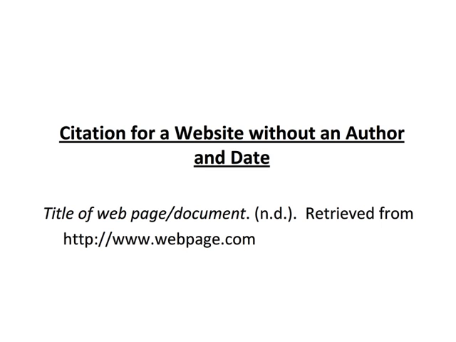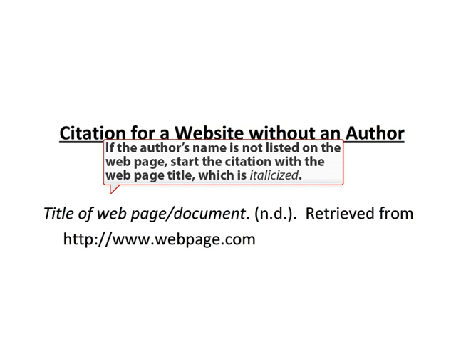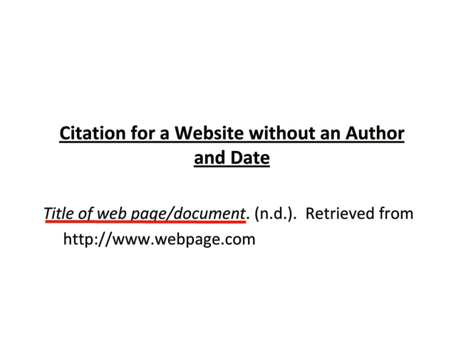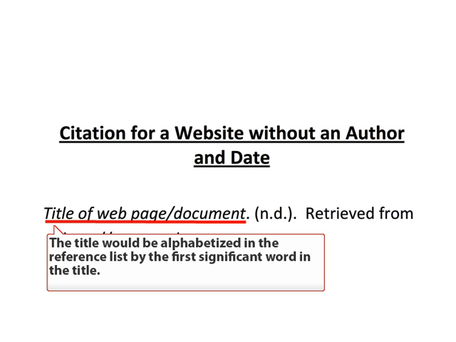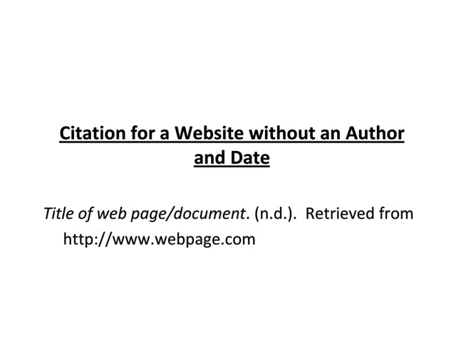Here is an example of a citation for a website without an author or date. If the author's name is not listed on the web page, start the citation with the web page title, which is italicized. The title would be alphabetized in the reference list by the first significant word in the title. If no date is listed on the website or document, provide the abbreviation N.D. in parentheses for no date.